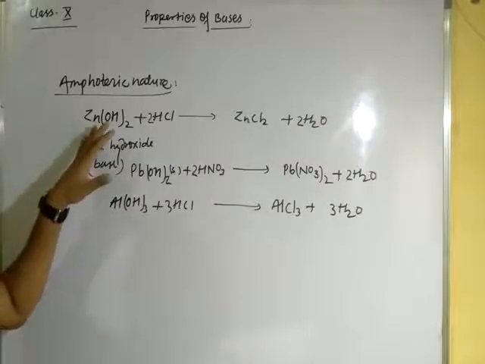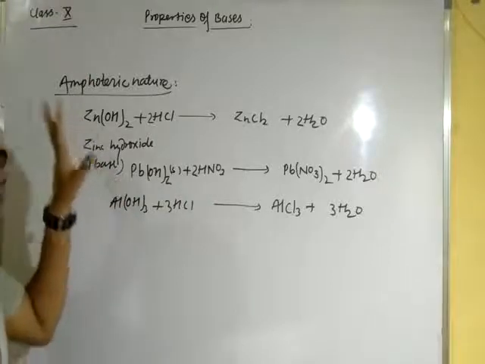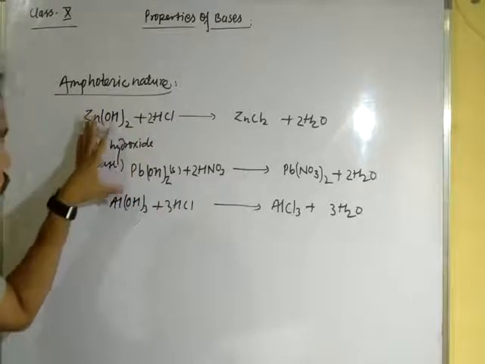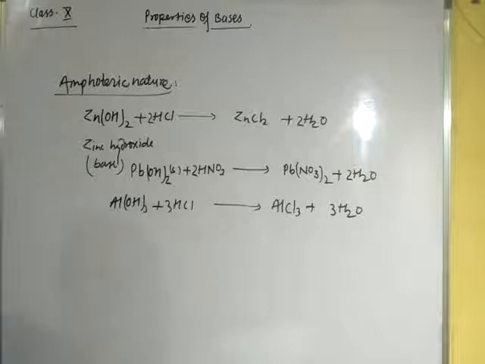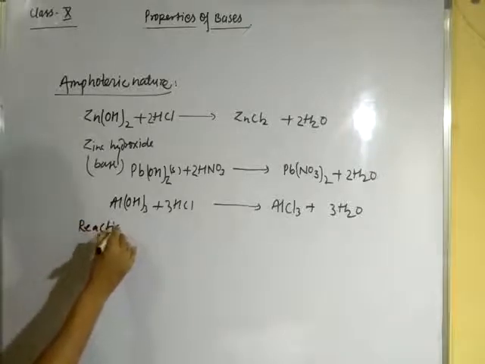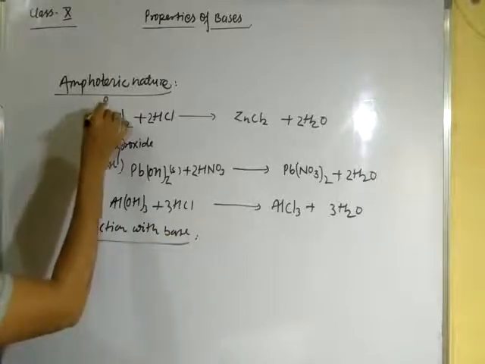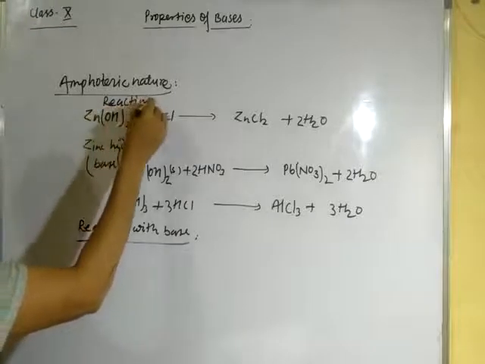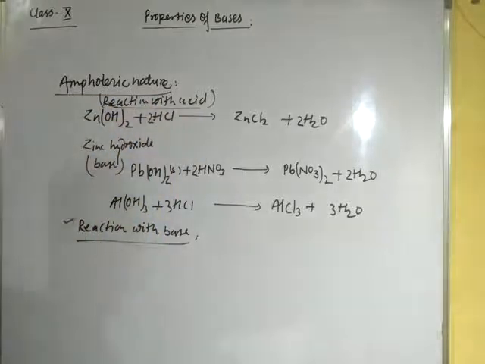So you can see here the hydroxides of some metals. We have told you that zinc, lead and aluminum show amphoteric nature. Here these are acting as a base when they react with acid, forming salt and water. Here you can write reaction with acid, and here reaction with bases.